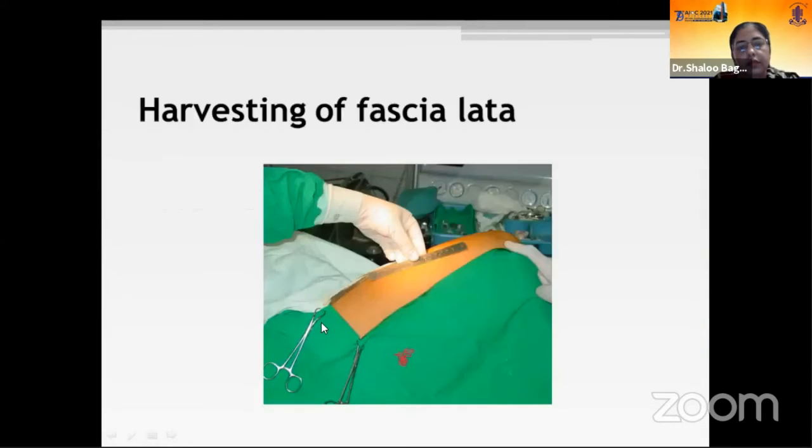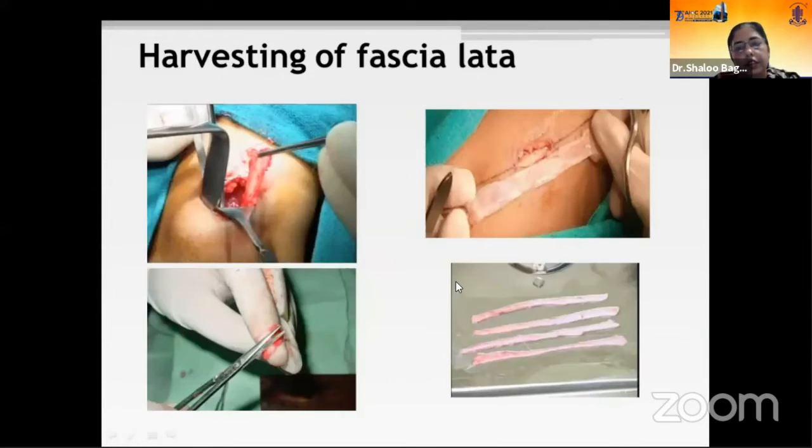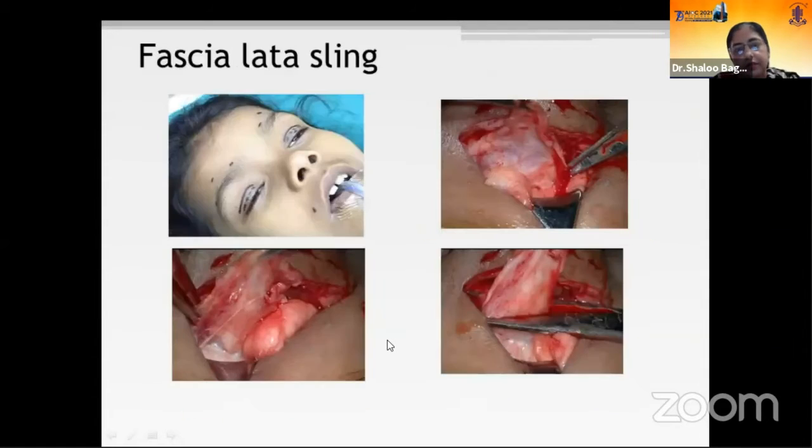Coming to the surgical technique, we need to harvest the facial artery. The line is drawn from the lateral condyle to the anterior superior spine, about a 4-inch line, and the incision is given in the center so that we can reach both the ends. Once the facial artery is exposed, the undermining is done both superior and under the facial artery, and a 4-inch strip can be cut through it, and after trimming, we cut it into 4 strips.